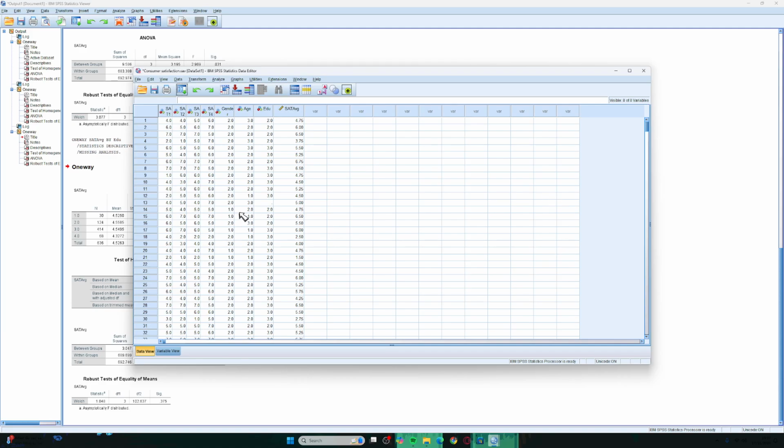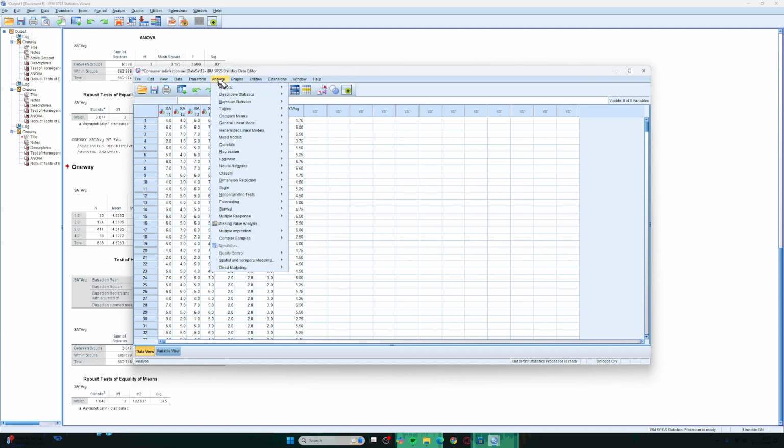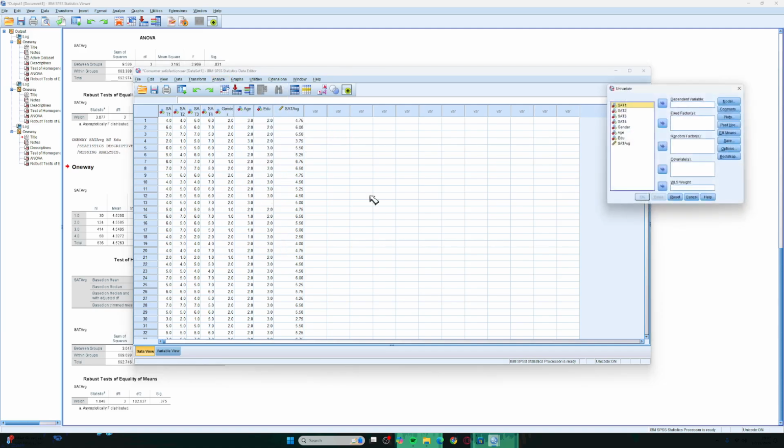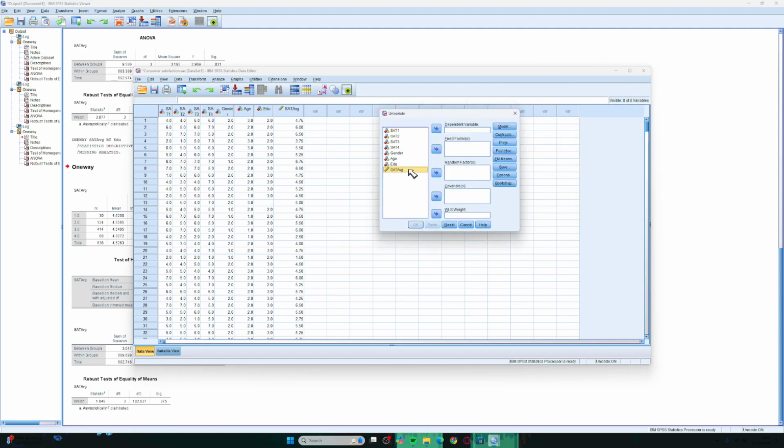To examine that, we'll go to Analyze. We'll choose General Linear Model and choose Univariate. I don't know how to spell that correctly. I think I should look into that. We'll choose that, and for our dependent variable, we'll put in our SAT average, and then in our fixed factors, we'll select both age and gender and put them into the fixed factors here.